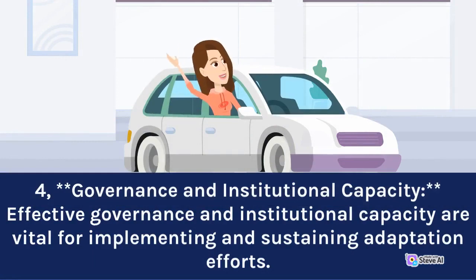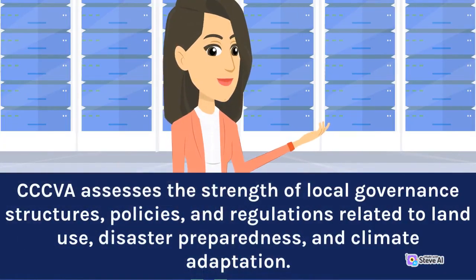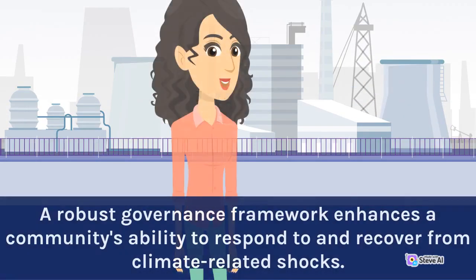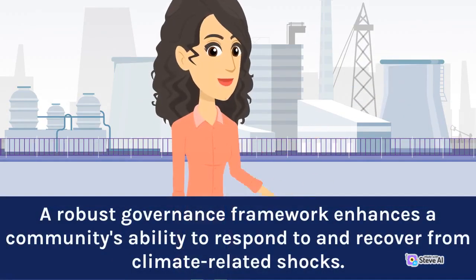4. Governance and institutional capacity. Effective governance and institutional capacity are vital for implementing and sustaining adaptation efforts. CCCVA assesses the strength of local governance structures, policies, and regulations related to land use, disaster preparedness, and climate adaptation. A robust governance framework enhances a community's ability to respond to and recover from climate-related shocks.